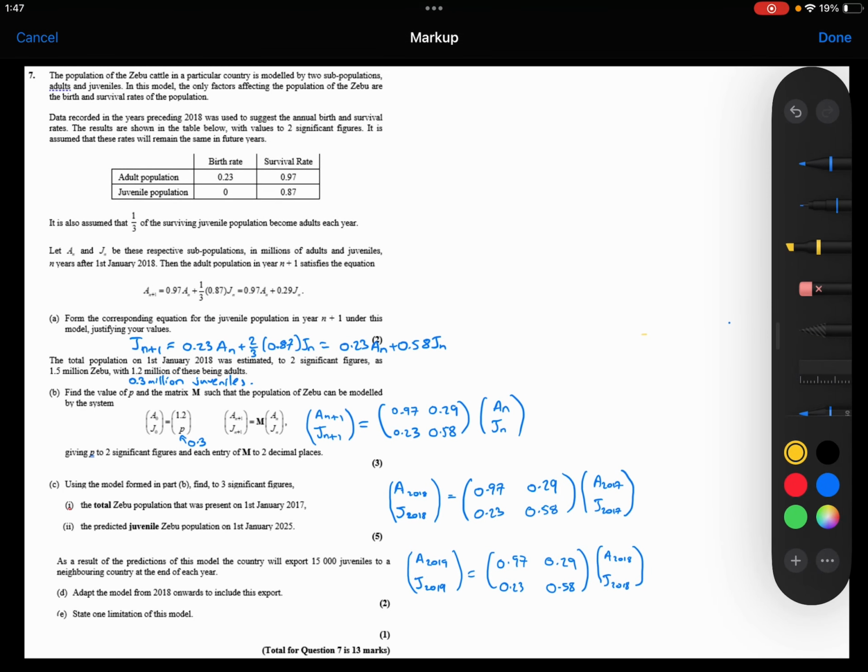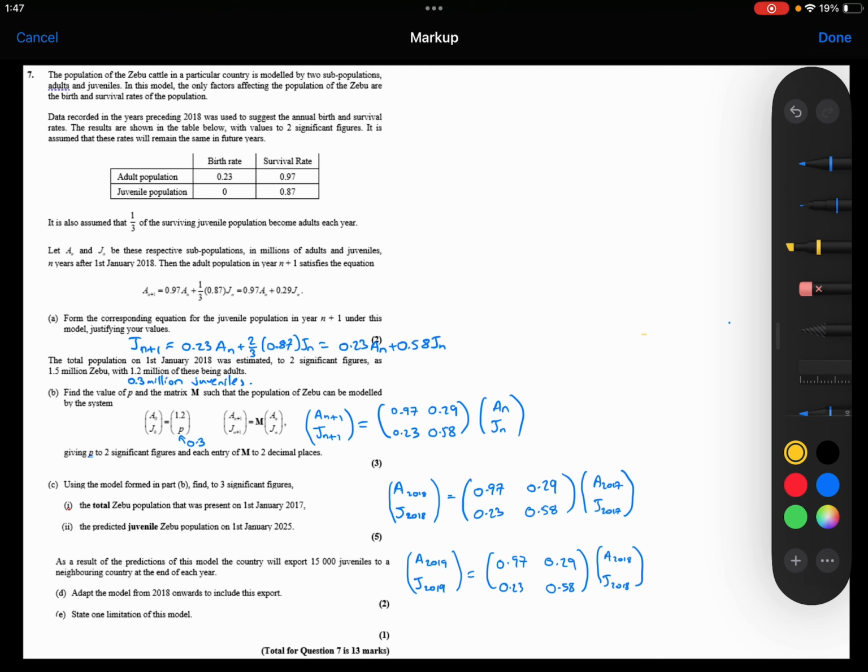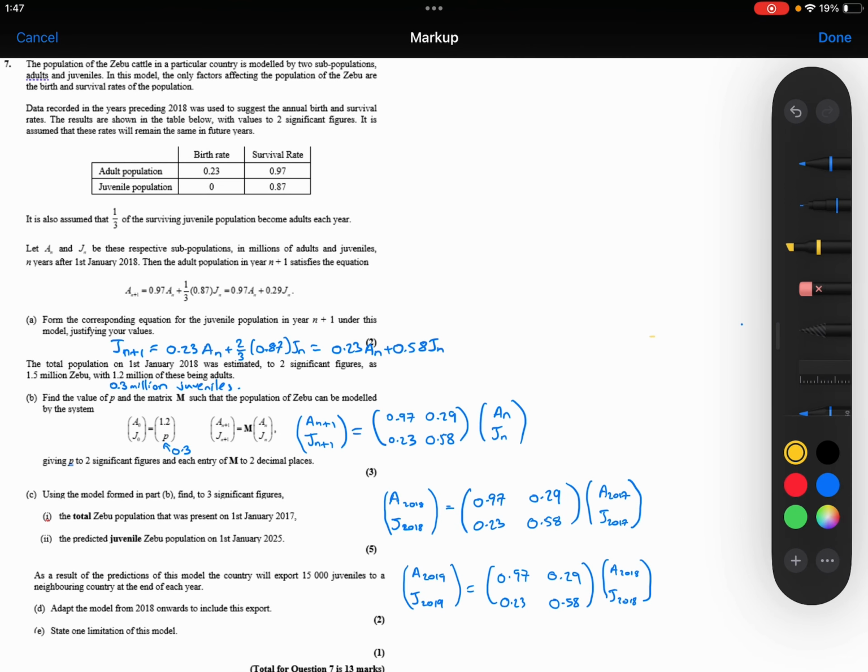The population of zebu cattle in a particular country is modelled by two subpopulations, adults and juveniles. In this model, the only factors affecting the population of the zebu are the birth and survival rates of the population. Data recorded in the years preceding 2018 was used to suggest the annual birth and survival rates, and the results are in the table below.